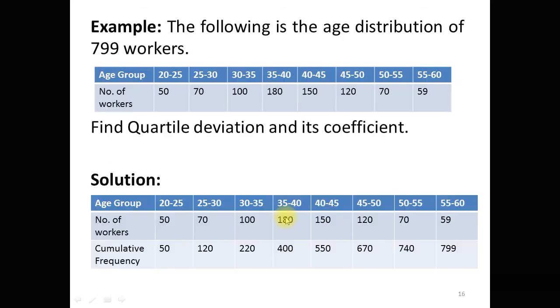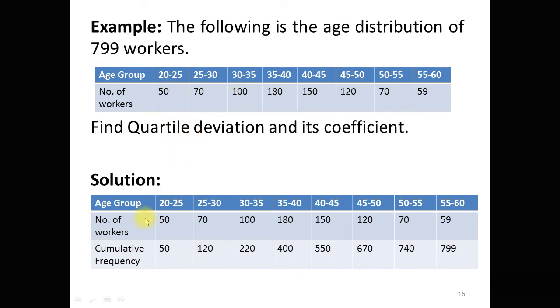So dear students, the next problem is to find the quartile deviation and coefficient of quartile deviation for the grouped distribution data. In this data you see over here, these are the classes, age group, and number of workers. So actually these are the classes and these are the frequencies. The first class is 20 to 25, second class is 25 to 30, 30 to 35, 35 to 40, 40 to 45, 45 to 50, 50 to 55, and 55 to 60. And these are the frequencies.